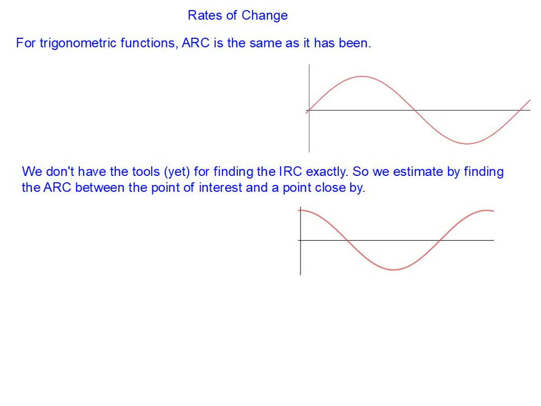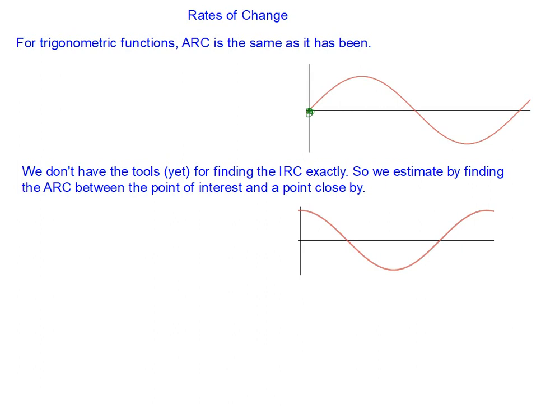In this video, we look at the average and instantaneous rates of change of trigonometric functions. When we talk about average rate of change in terms of trigonometric functions, basically the average rate of change is the same that it has been for all of the other functions that we've looked at. So for example, if we look at this sine curve, the average rate of change between 2 points is just the slope of the secant.